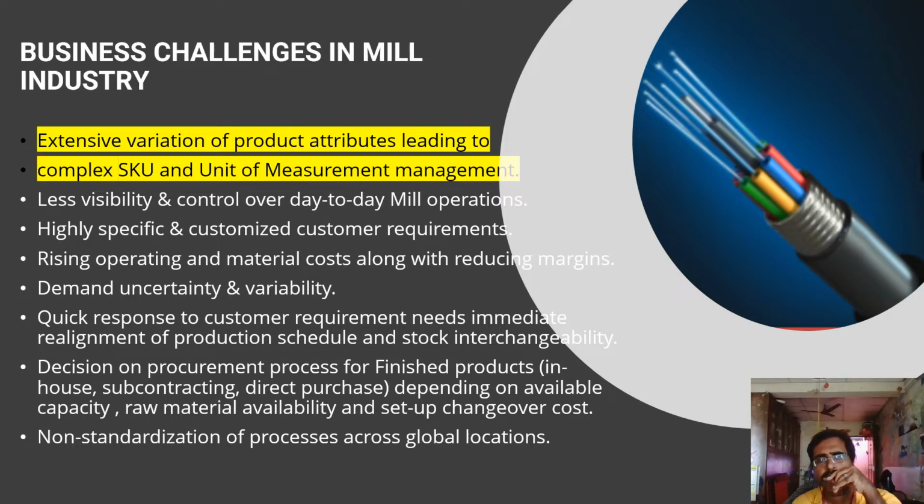Decisions on the procurement process for finished goods, whether in-house, subcontracting, or direct purchase, depend on the available capacity, raw material availability, and setup changeover cost. Non-standardization of processes across global locations, right? So these are the main business challenges the mill industry is facing nowadays, and we need to overcome all these problems.